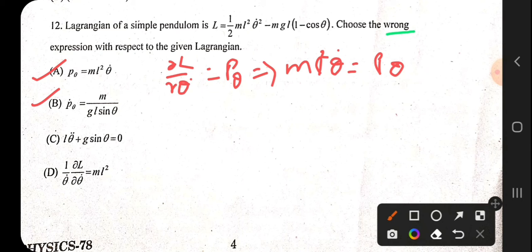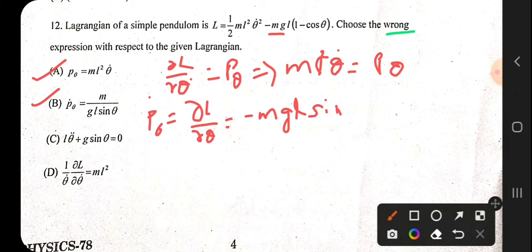Option B says p theta dot. So for p theta dot, what is the formula? p theta dot equals del L upon del theta. Finding del L upon del theta, the answer is m g l, and the derivative of cos theta is minus sin theta. So minus m g l sin theta will be the answer. But here the answer is given as m by g l sin theta. So this is the wrong option. Still, let us check option C in case there is any other wrong one.